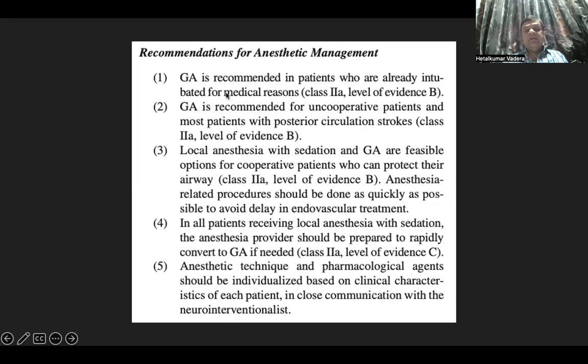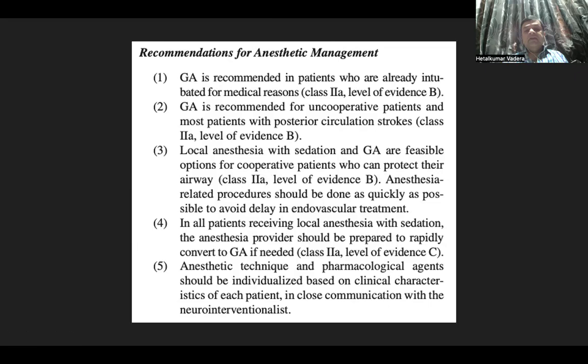For anesthesia management, GA is recommended in patients who are already intubated for medical reasons. It is as simple as that. GA is recommended for uncooperative patients and most patients with posterior circulation stroke. Local anesthesia with sedation and GA are feasible options for cooperative patients who can protect their airway, but anesthesia related procedures should be done as quickly as possible to avoid delay in the endovascular treatment. In all patients receiving LA with sedation, the anesthesia provider should be prepared to rapidly convert to GA if needed.